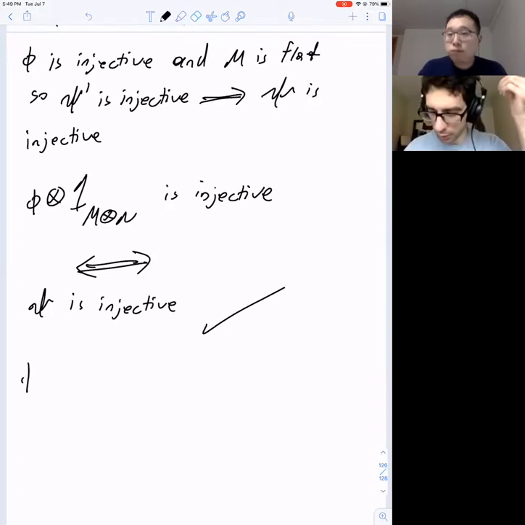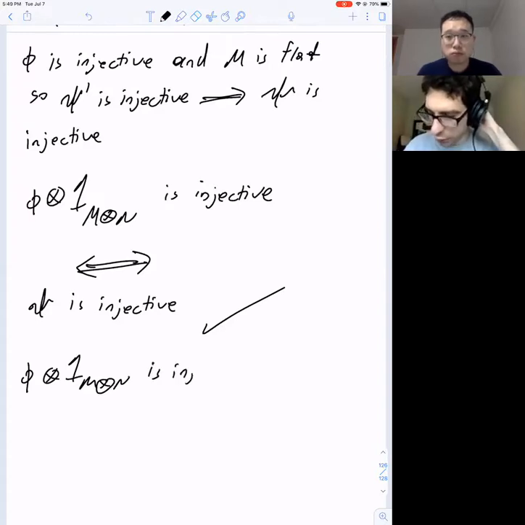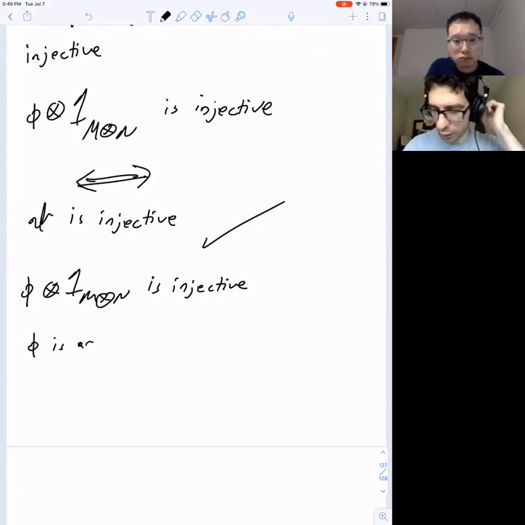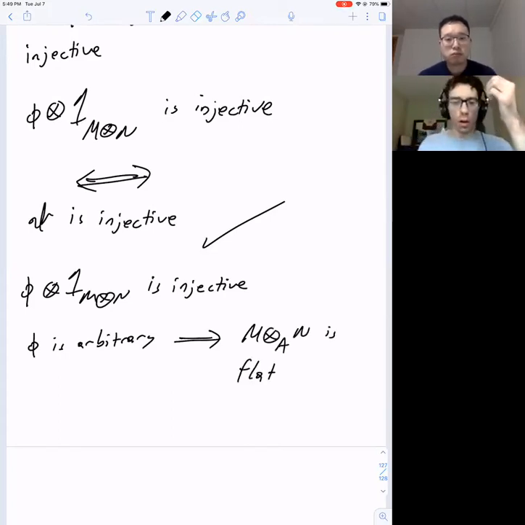So that means phi tensor 1 is injective, and so phi is arbitrary. So that means M tensor N is flat. Okay, we're done. So we correctly answered 8A.